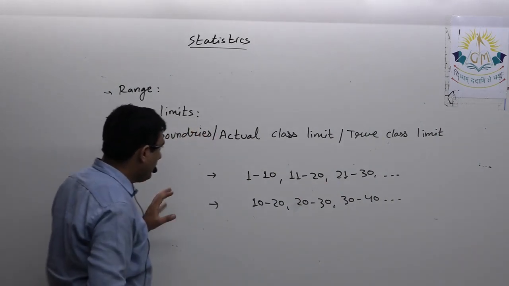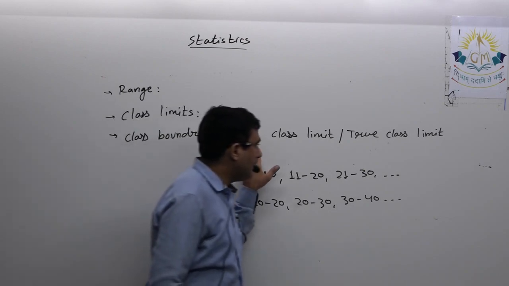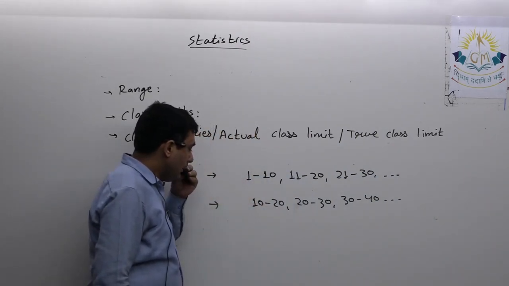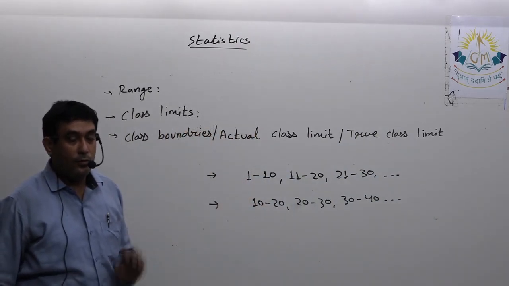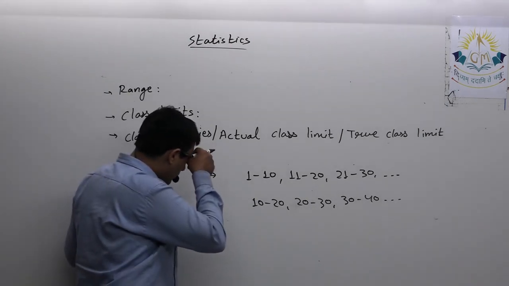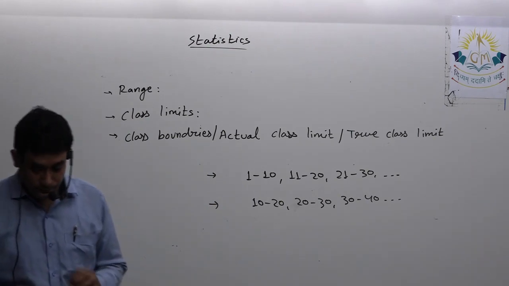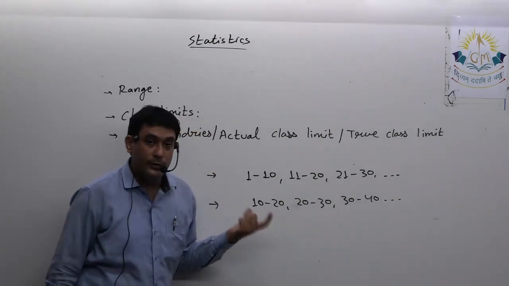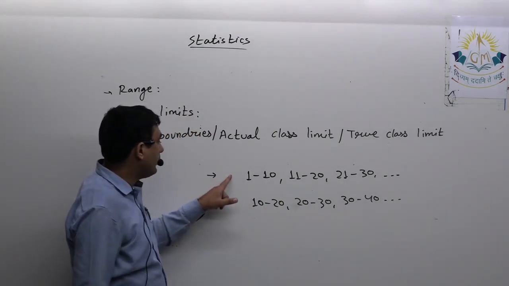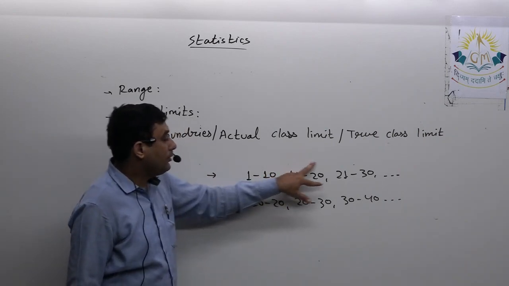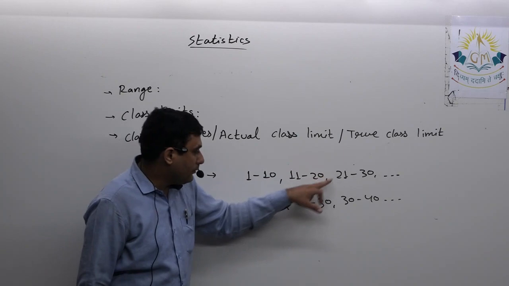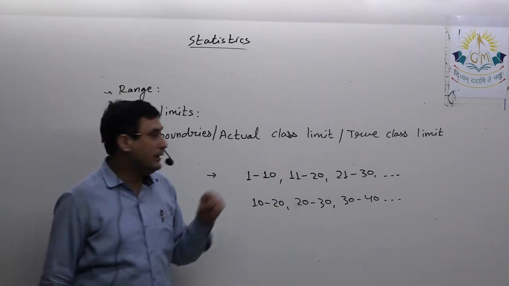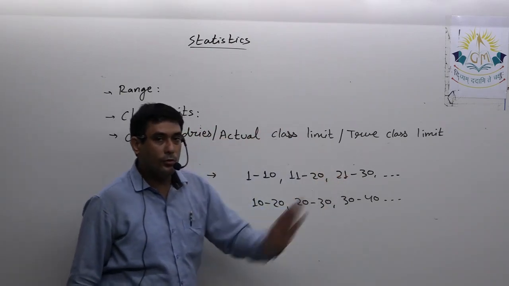Now what are the class boundaries? See, class boundaries or actual class limits or true class limits we can find only if the given distribution is in the exclusive form. That means it should be in the continuous form. For example, if I ask what are the class boundaries of this class, here it is not possible to find them. First we have to convert this series into the exclusive form, and only then is it possible to find the class boundary or actual class limit or true class limit.